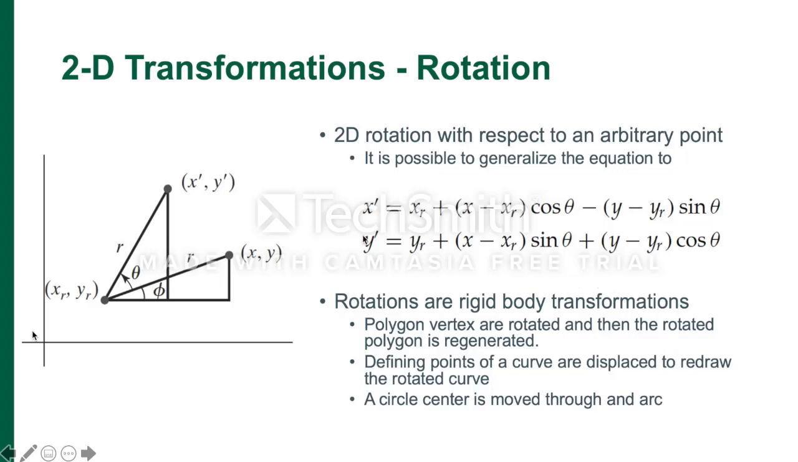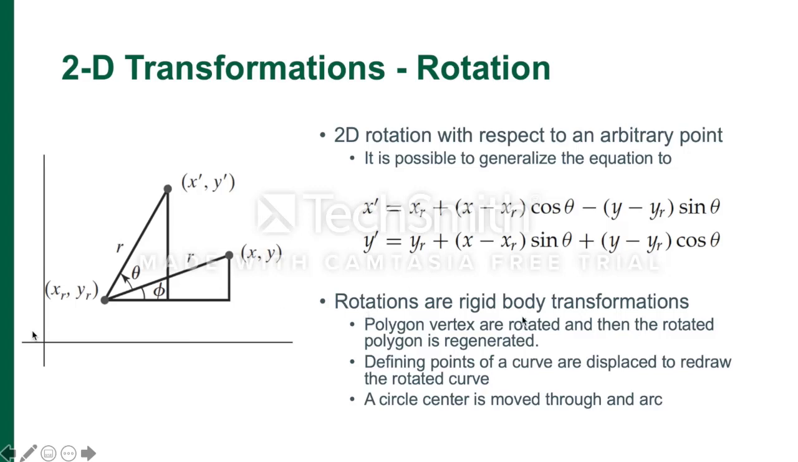If the 2D rotation is with respect to an arbitrary point, then it is possible to generalize the previous equation as we can see here. So in this case, x, that originally was this distance, now since this is not the origin, then we need to define which is this distance. This is x minus xr, that is the rotation point. Similarly, y will be the original y minus the rotation point in y.